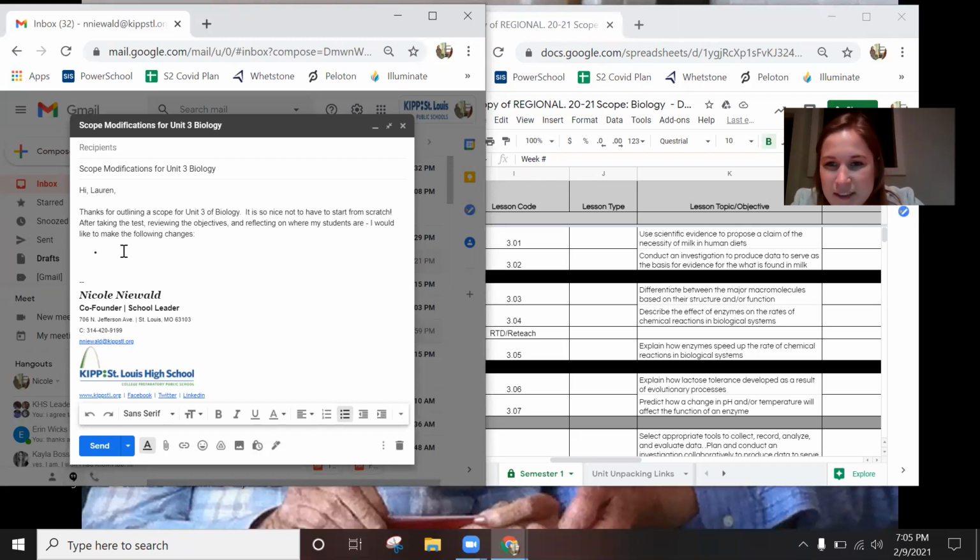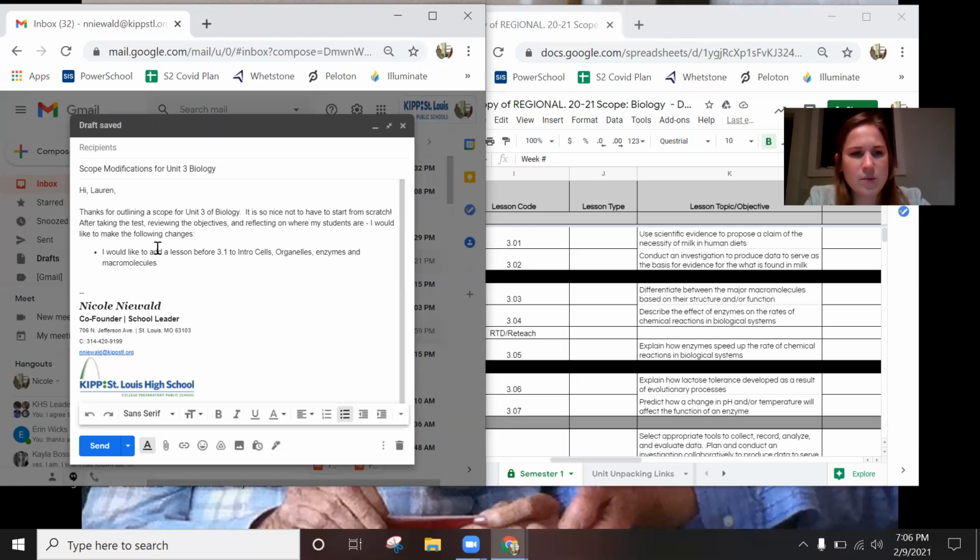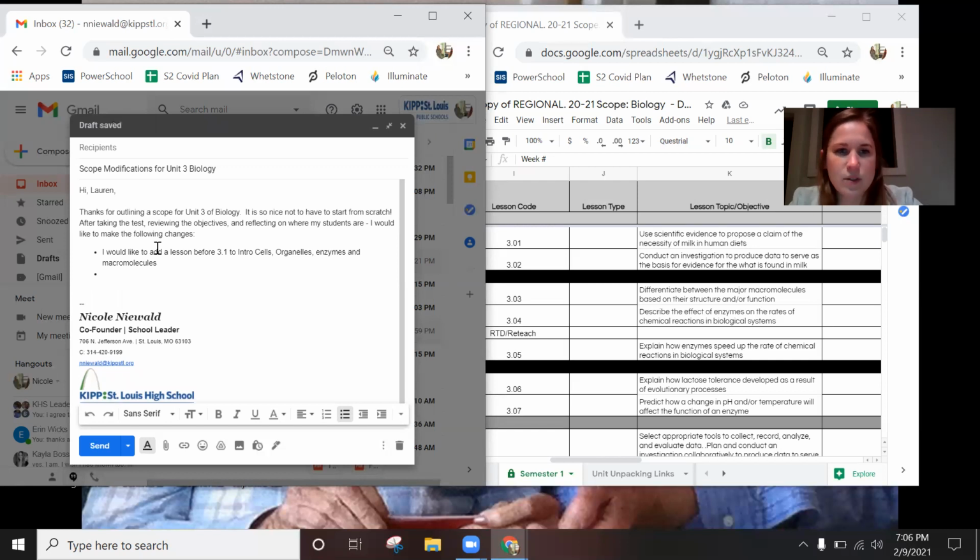All right, so use scientific evidence to propose a claim of the necessity of milk in human diets. I remember when I looked at this lesson that there is a lot of stuff in here about enzymes, macromolecules, and this whole unit is about cells, and so we need some sort of framing. So I would like to add a lesson before 3.1 to intro cells, organelles, enzymes, and macromolecules. I also think that's really going to help them on the end of unit test because there's some questions where they have to look at models and see which one's an organelle, which one's a macromolecule, etc.